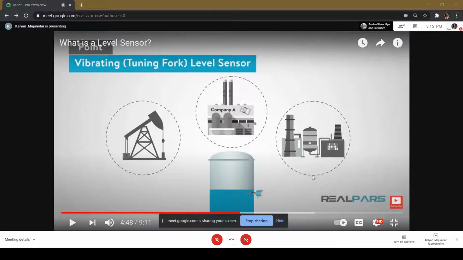This is just a simple animation which shows level switches, which BD just discussed about in work. There are different types of level switches. We will just discuss the simplest of all level switches, which is called a float type level switch.